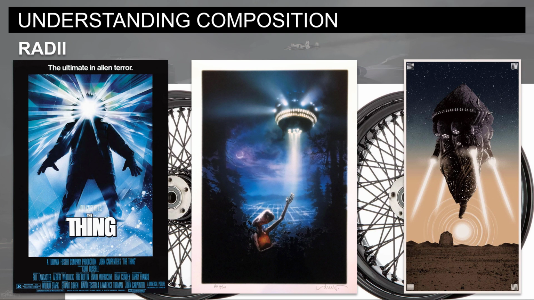Here are some other examples, and this is by Drew Struzan. Both these posters, you can see you're going to be drawn right into the center of where the face would be for this. And on E.T., we've got these different lines that are emanating and then going to maybe the center of the ship. This one's a little bit different.